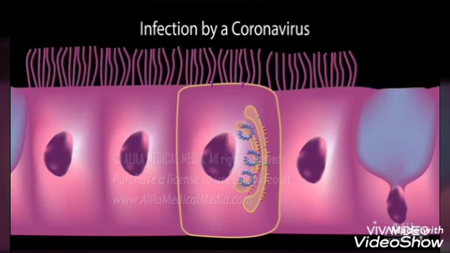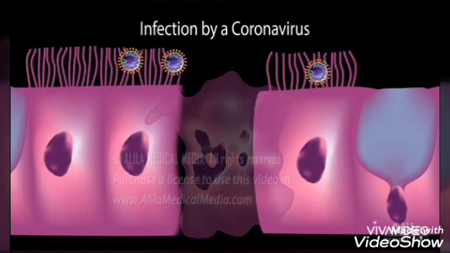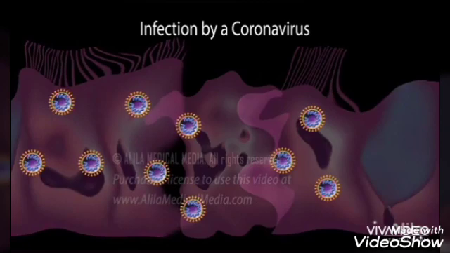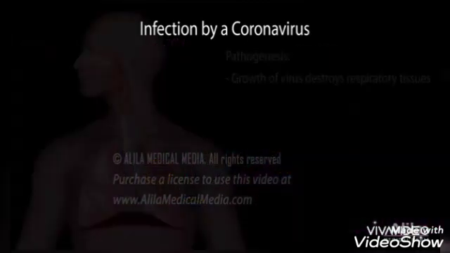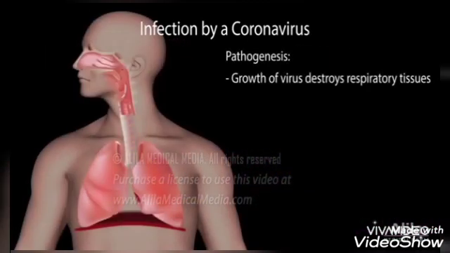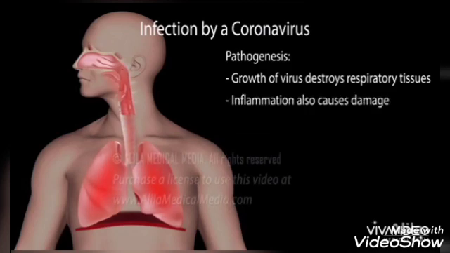These are then assembled into new viral particles called virions. The new virions are released and the host cell dies. Uncontrolled growth of the virus destroys respiratory tissues, producing symptoms. Infection triggers the body's inflammatory response, which brings immune cells to the site to fight the virus. While inflammation is an important defense mechanism, it may become excessive and cause damage to the body's own tissues, contributing to the severity of the disease.